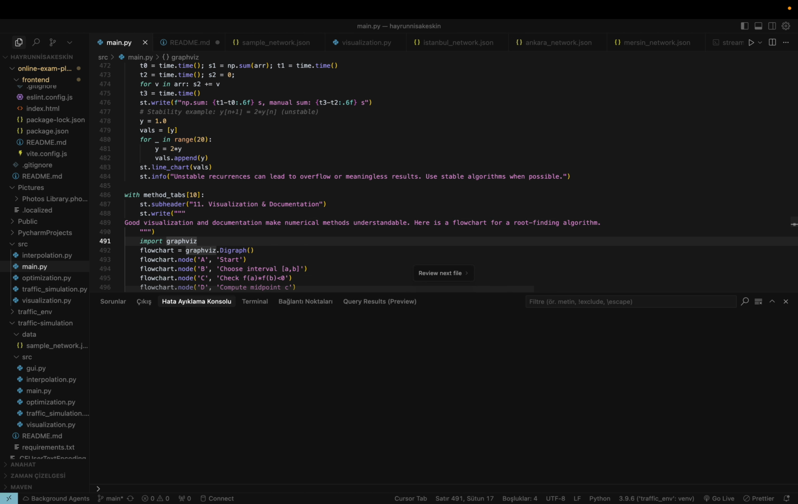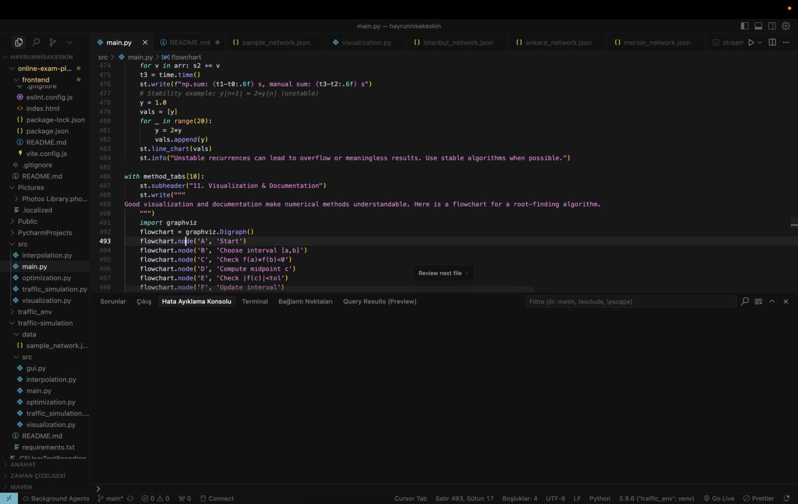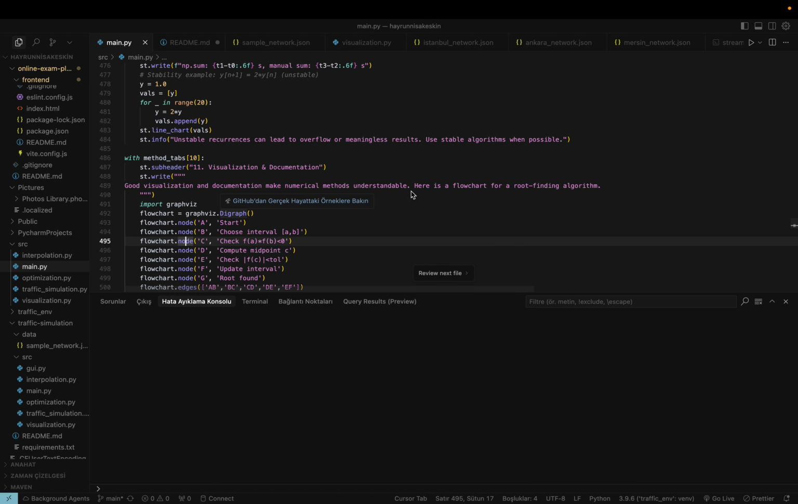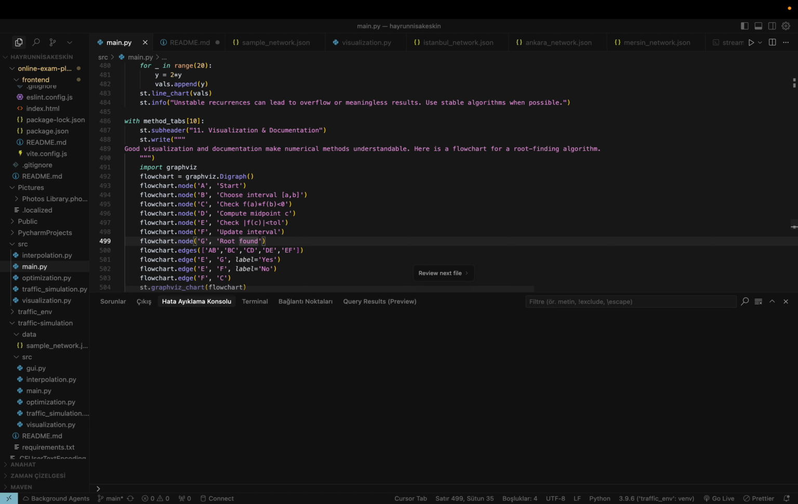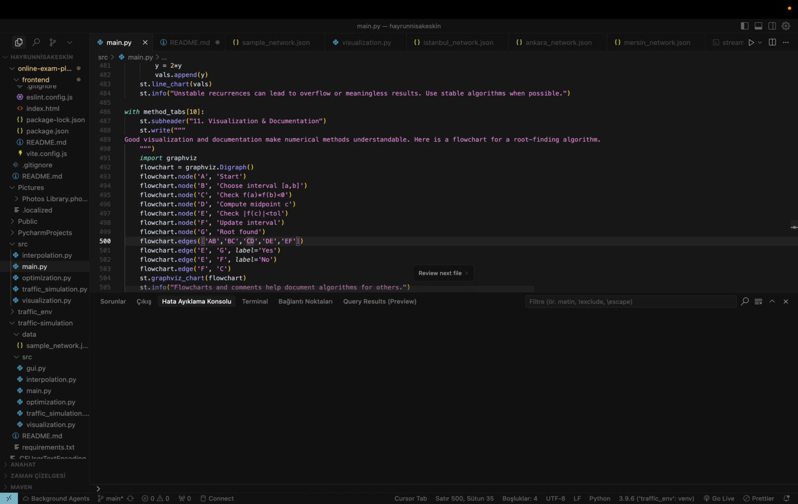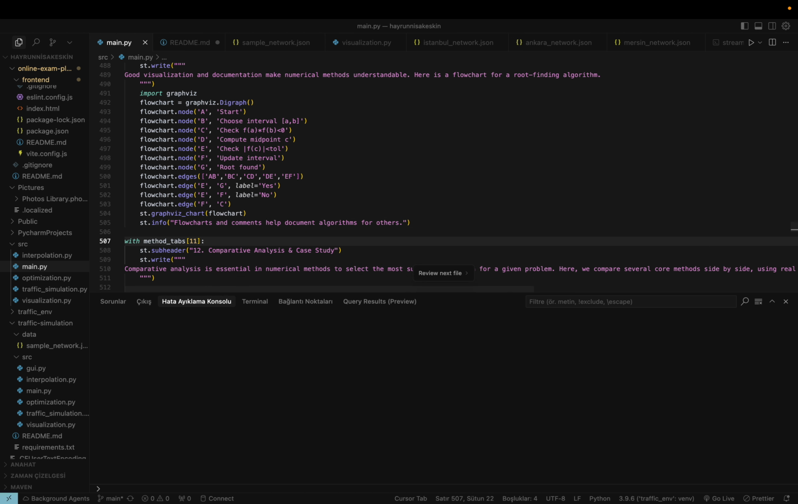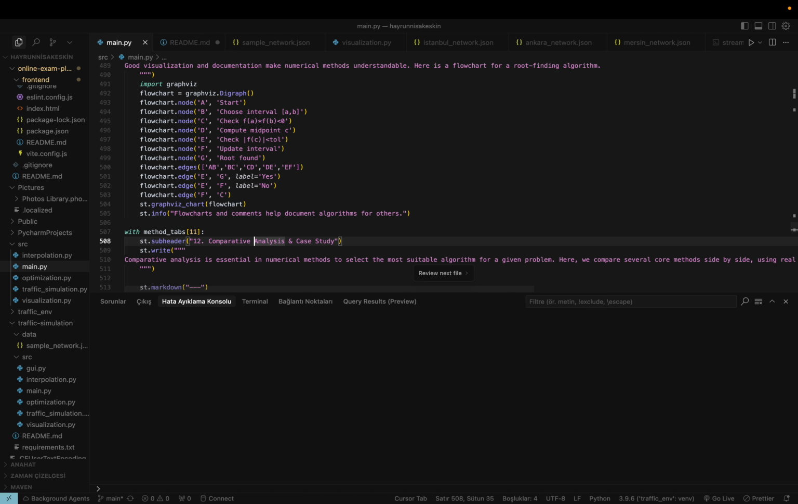And with method types and visualization and documentation, this course and this writing, and a diagram: check roots, update interval, compute midpoint, check f(a) and f(b) and return the 0, and choose interval a and b since start, AB, BC, CD, DE, EF, and so on, a flowchart, all of them flowcharts. Flowcharts and comments help document algorithms for others.